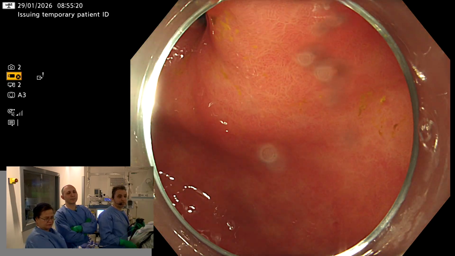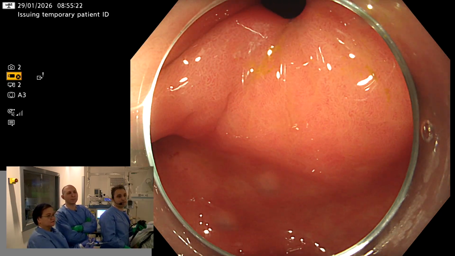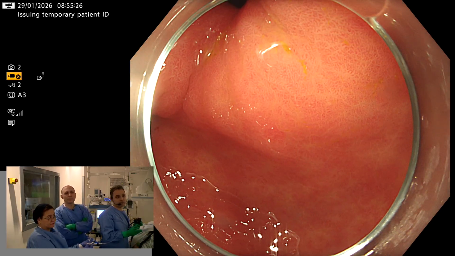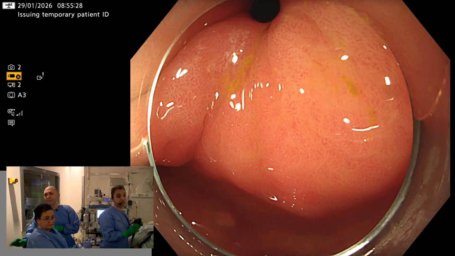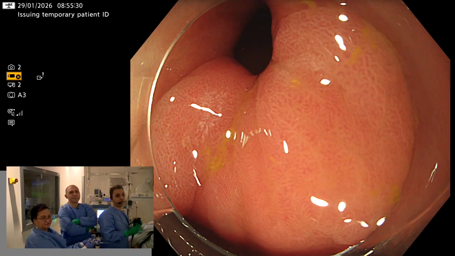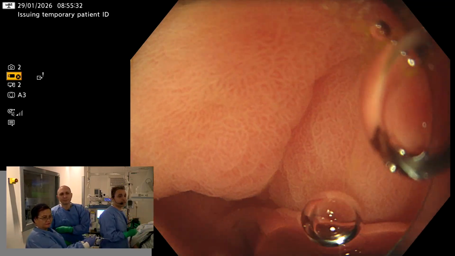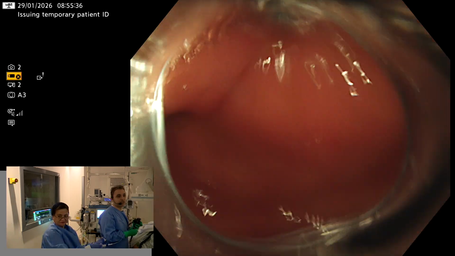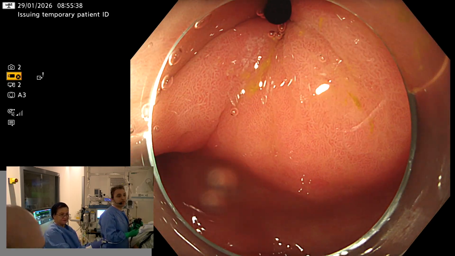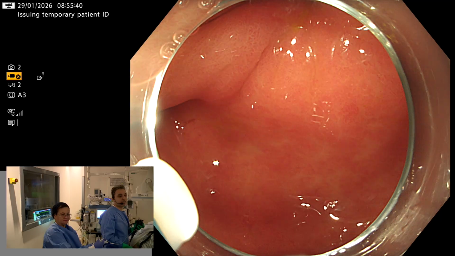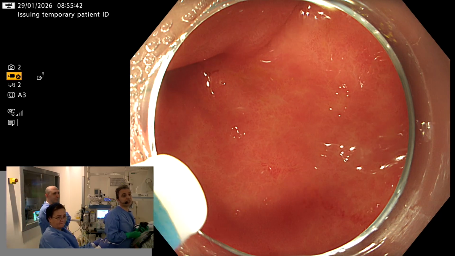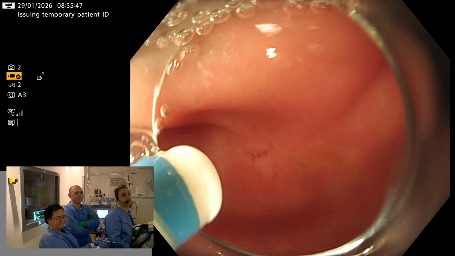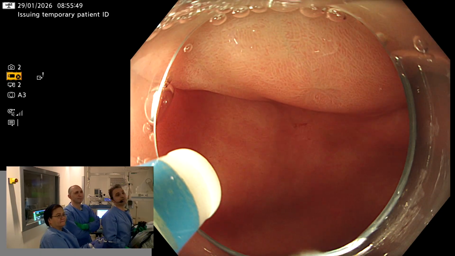Today I use an Olympus scope 1500, which is a diagnostic scope but a very good scope. The working channel is 2.8, though it's preferable to use a 3.2 working channel. And I use the Olympus Dual J knife 2 millimeter. Usually for gastric body and antrum I use 2 millimeter, and for cardia or esophagus, or duodenal or colonic ESD, we use 1.5.